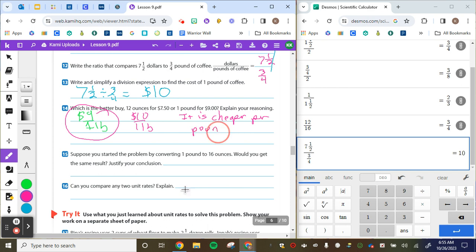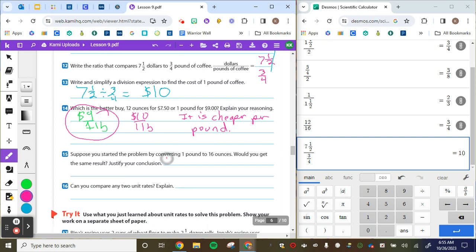But it was hard to figure that out when it was in pounds and ounces separately. Now 15 says, suppose you started the problem by converting 1 pound to 16 ounces. Would you have gotten the same results? Justify your conclusion. So you would have gotten the same thing, but we wouldn't have gotten $9 per pound and $10 per pound. We would have figured out how much it was for 1 ounce. So yes, we would still know which one was cheaper, but we would have gotten a different number.